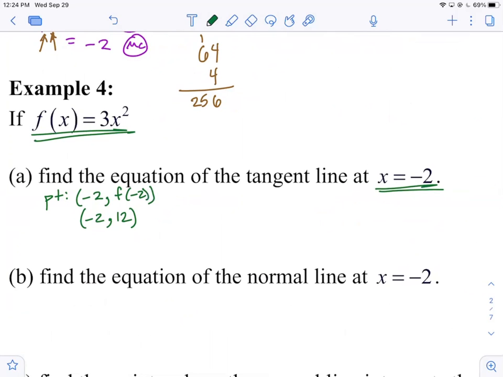All right, now we need to find the slope at a point, right? We need to find the slope at that point. Stay with me here. Slope at a point. Slope at a point. What's another name for us now for slope at a point?